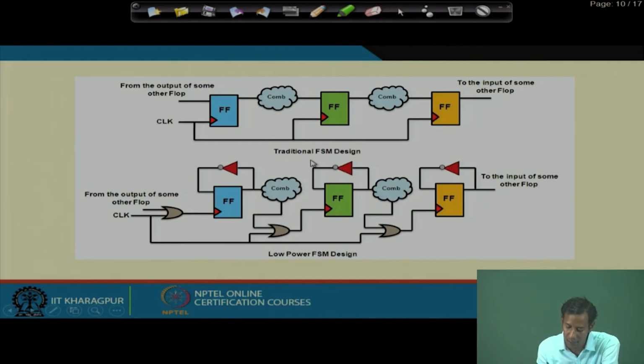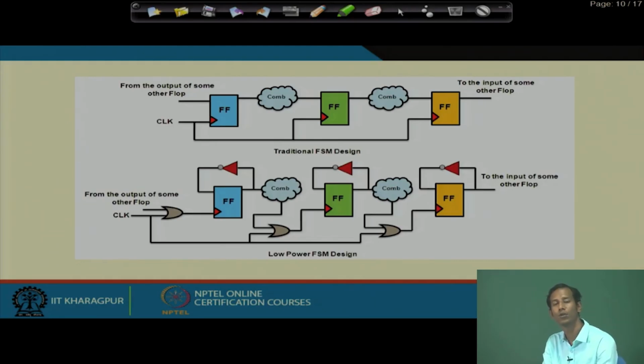Here you see that in the traditional FSM the clock is connected synchronously to every flip flop. But if I ask you to design a low power FSM, the same FSM, for a low power application, then it will not be the same.